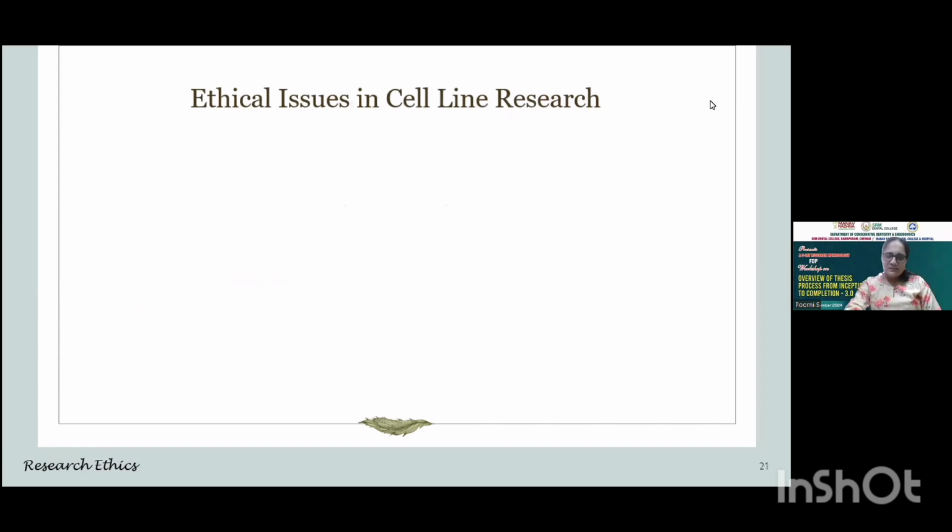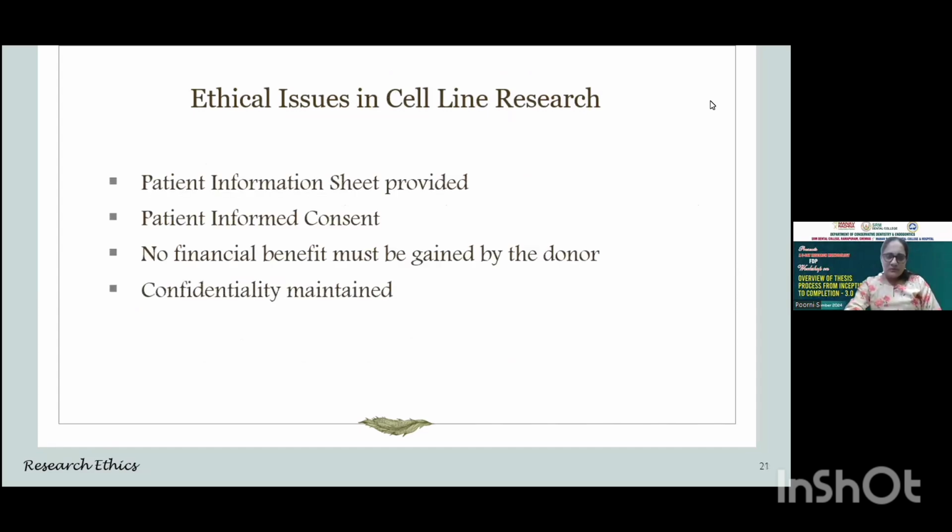So you know what a cell line research is, right? In those cases, we need to have a patient information sheet provided to the participant. The patient should give an informed consent. No financial benefit should be gained by the donor, that is the donor of the cells. Confidentiality of the donor should be maintained at any cost.